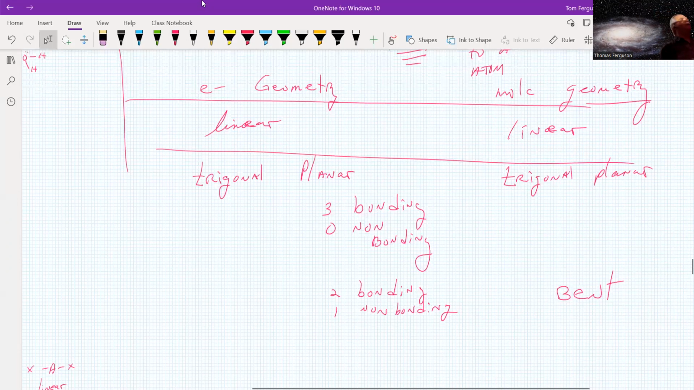So it sort of looks like water, bent. Now, if the non-bonding is zero, then the electronic geometry and the molecular geometry are the same. In other words, if there's no lone pairs involved in the electron groups, it's the same. If you do have non-bonding pairs, then the geometry is not the same.